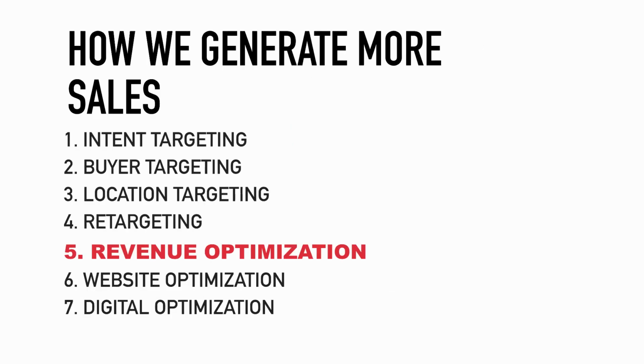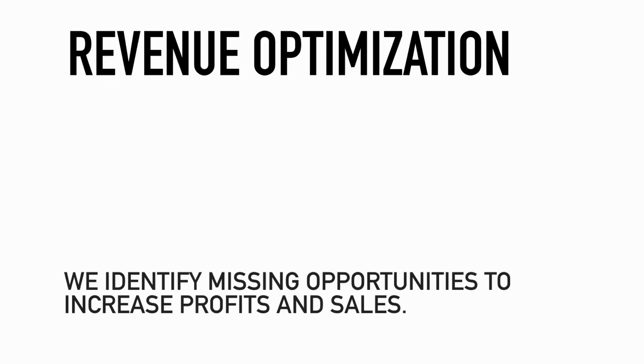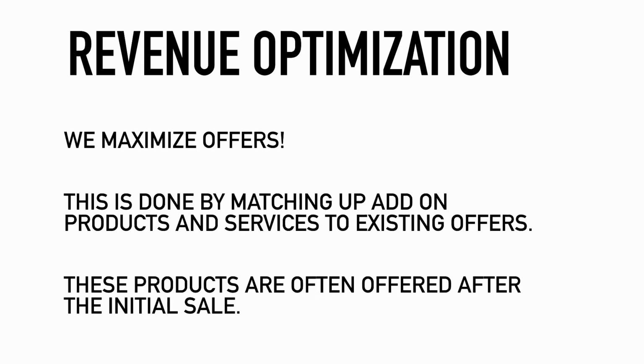So how do we generate more sales through revenue optimization? What is that? Well, what we do is we identify missing opportunities to increase profits and sales. We basically maximize offers. And this is done by matching up add-on products and services to existing offers. It's also done through optimizing your website. Just because your website's mobile friendly doesn't mean it's conversion friendly. It doesn't mean it's revenue optimized. And so most of these products are often offered even after the initial sale.